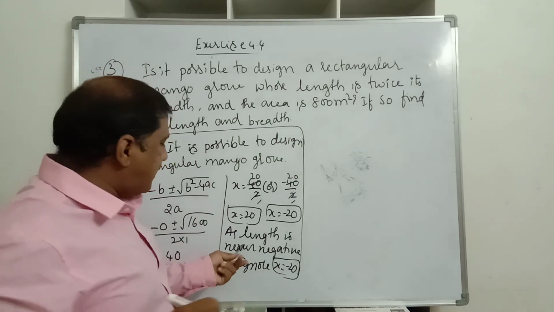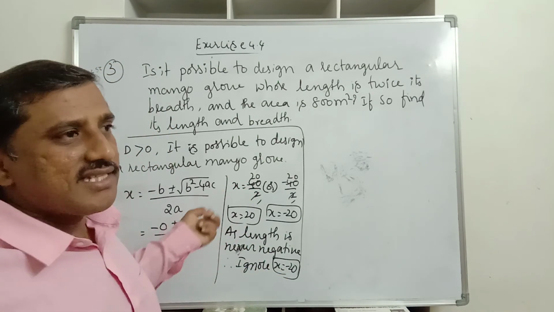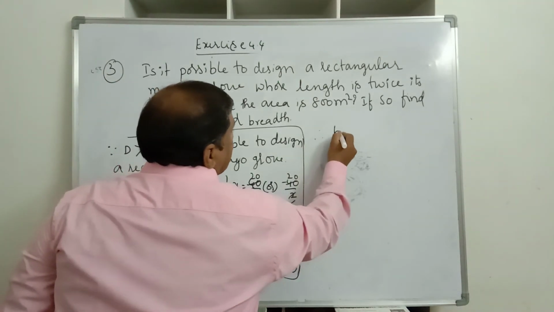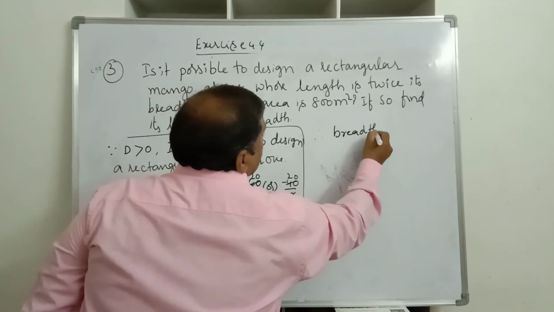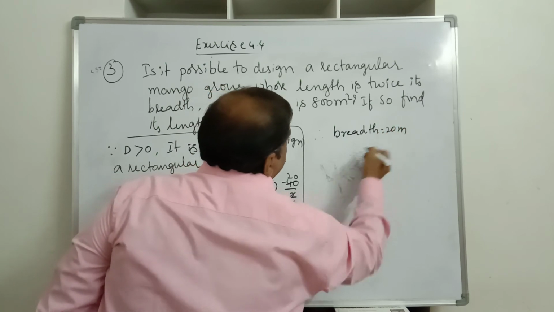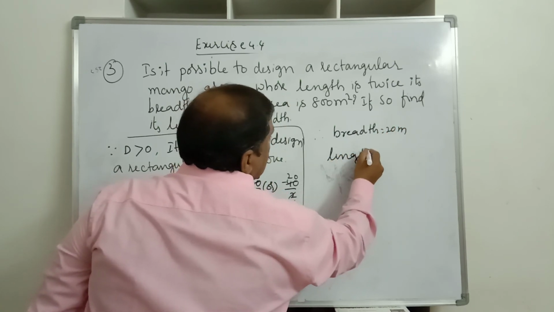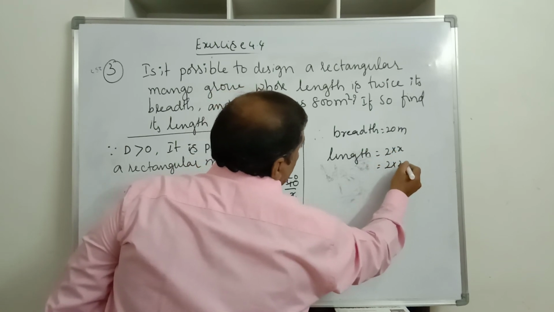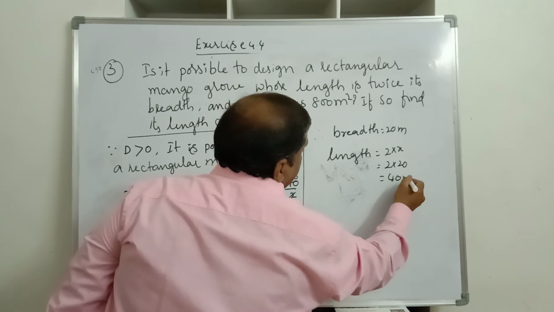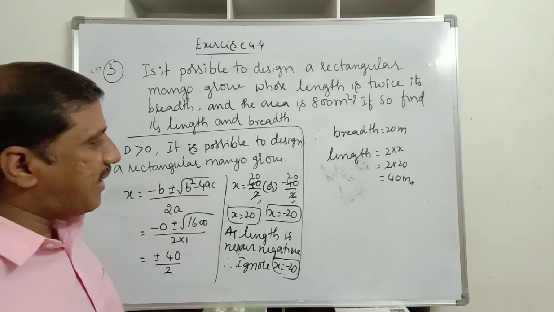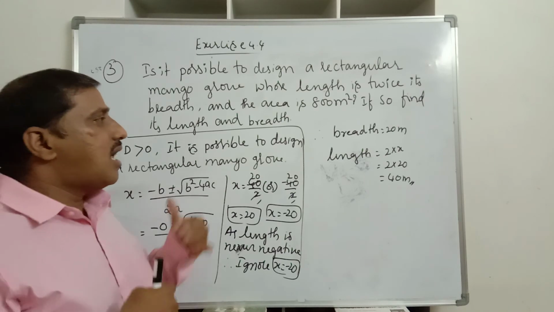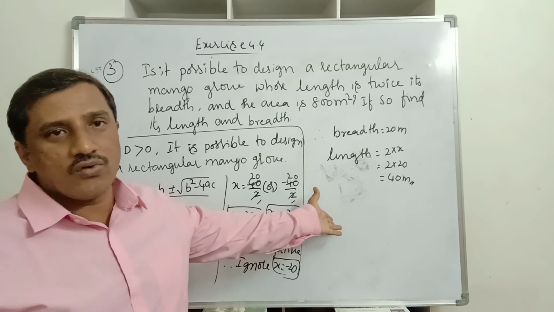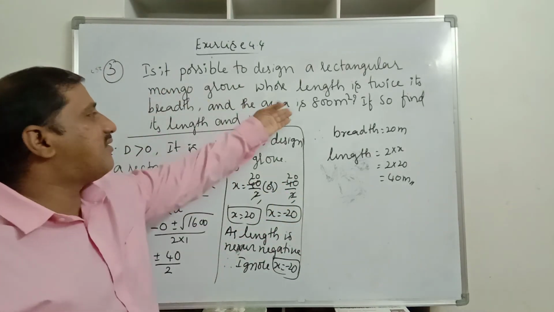As I said, length is never negative. Breadth is also a kind of length. It is a distance. Therefore, breadth is equal to x, that is 20 meters. Then length is equal to 2 times its breadth. That is 2 into x, which is 2 into 20, that is 40 meters. So now breadth is equal to 20 meters and length is equal to 40 meters. You can verify. Area of the rectangle is equal to 20 into 40. We will get 800 meters square, which is given here.